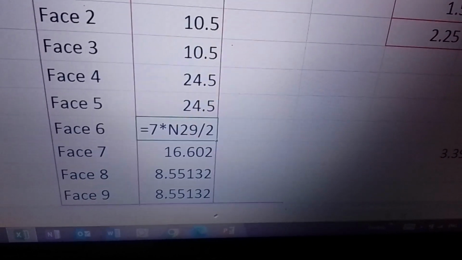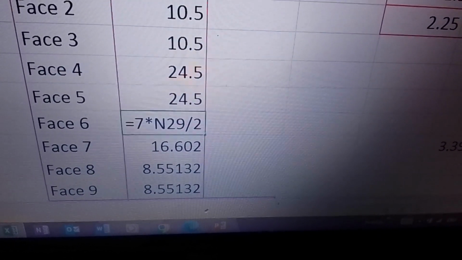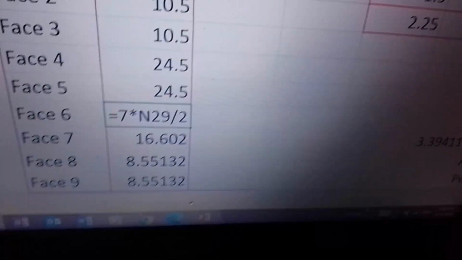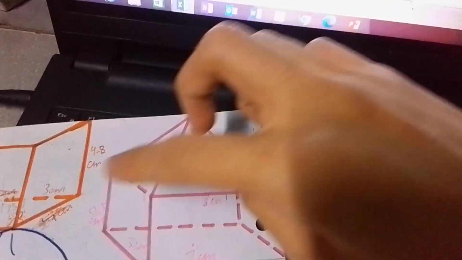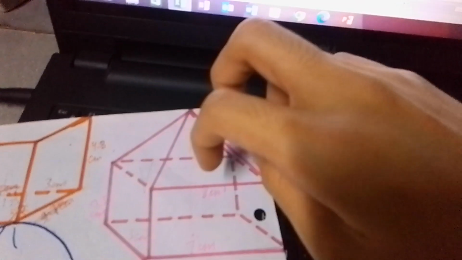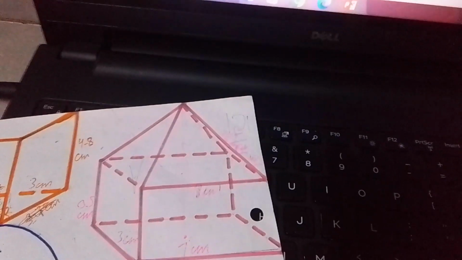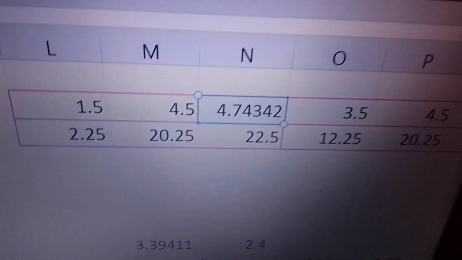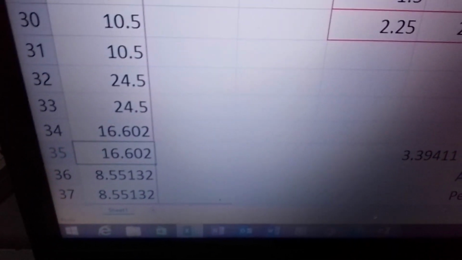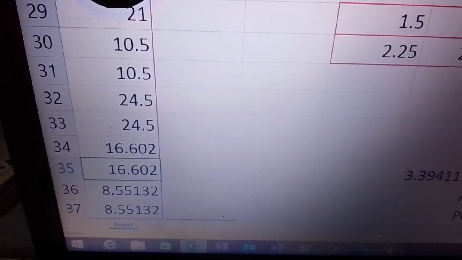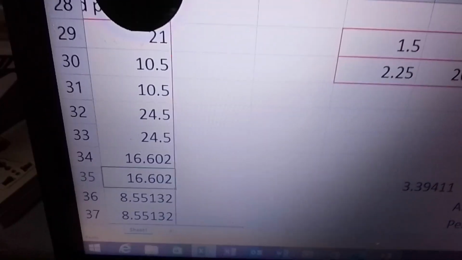So therefore, we have 7 times what is the height? Diba? Remember the height? It's this one, diba? The one that comes from the 3.5, the one that's here, diba? 4.74. Then divide by 2. We still did the same thing here, diba? Same proseso lang dito. Because they are congruent.